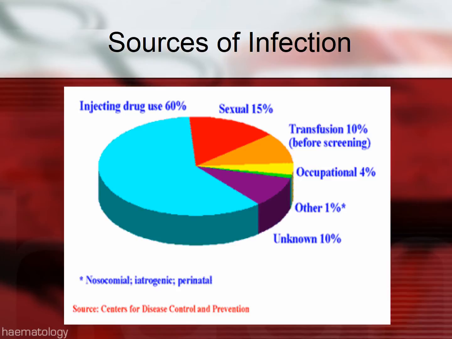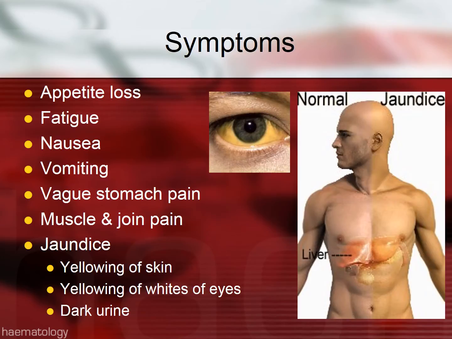Excuse me. Or it can be sexual transfusions. Occupational is only set at about 4%, but that's a chance that an employer is not willing to take, and neither should employees. So the symptoms on this, when we start looking at this, is we're going to kind of talk a little bit about jaundice.